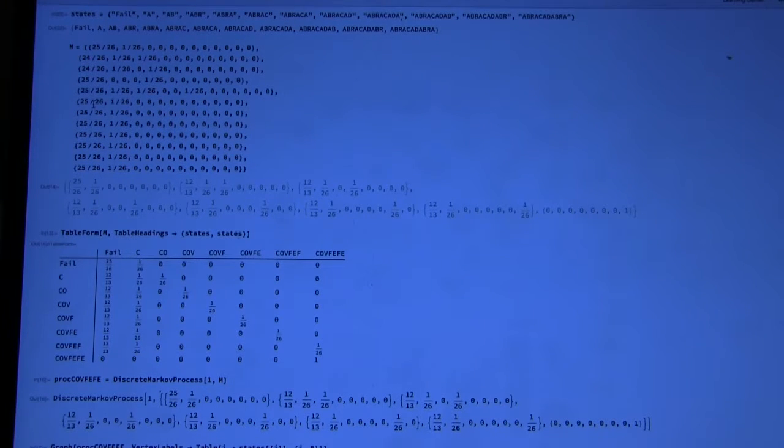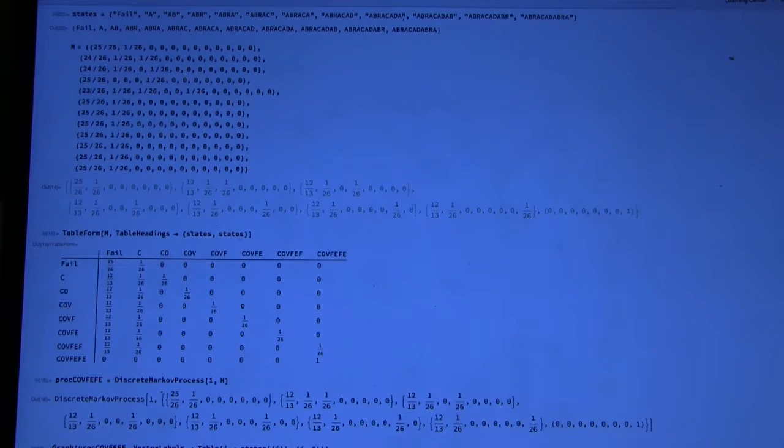This is 23/26. Interesting. Why is it 23/26? Because we have three more options other than fail. Okay. And what's the rule on those lines in our transition probabilities? It has to add up to one. You have to go somewhere. All right, so that was ABRA? Yeah. Alright. Now we're at ABRAC.